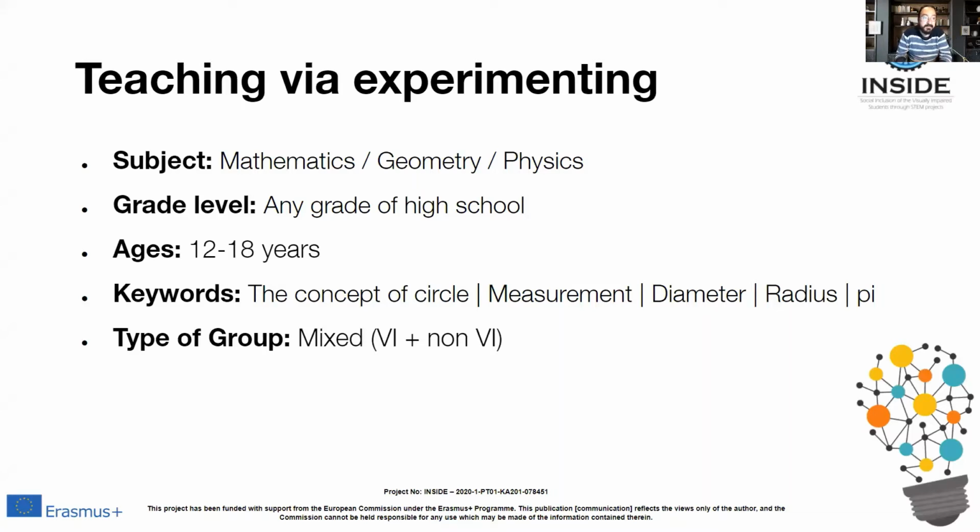So our plan is on the subject of mathematics, geometry, and physics. It combines all of this in the concept of STEM education, and it can be implemented in any grade of high school because it's the main core concept of the circle and pi. It can involve measurements. It involves the ideas and the definition of diameter, the concept of radius, and of course the irrational number pi. And it can be implemented in mixed groups of students, as we did in the previous lesson plans. This means groups of VI and non-VI students.